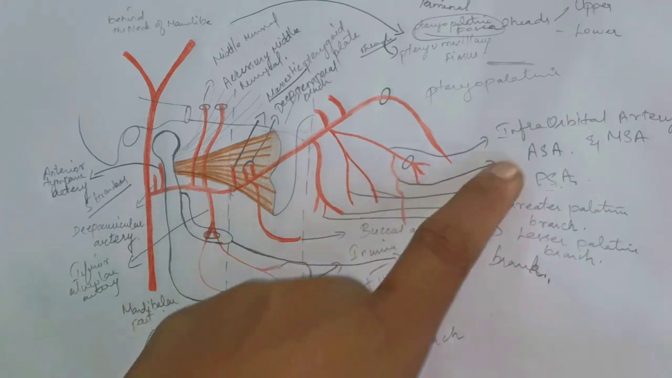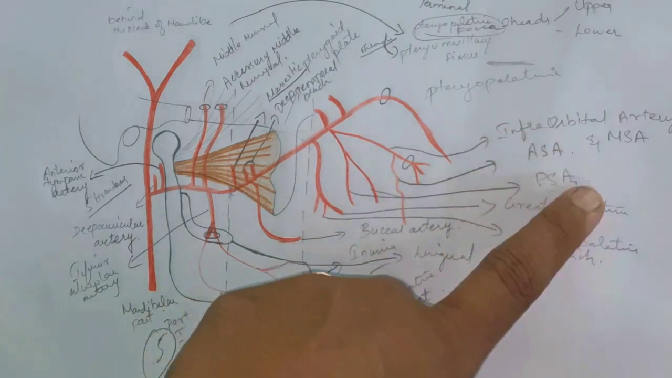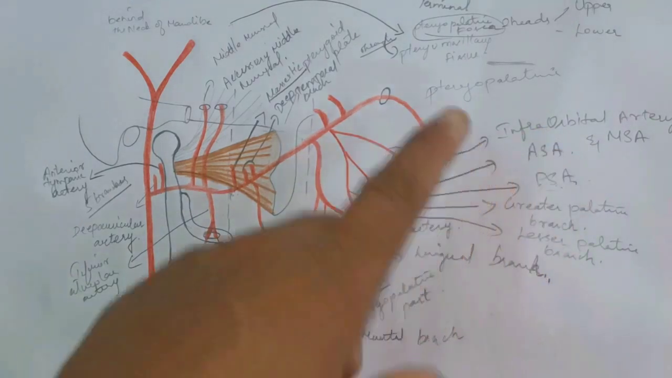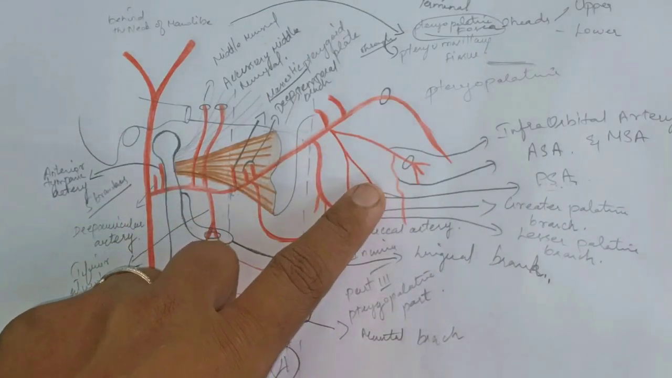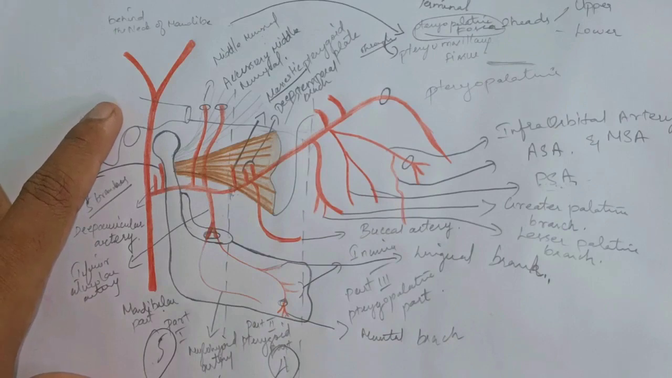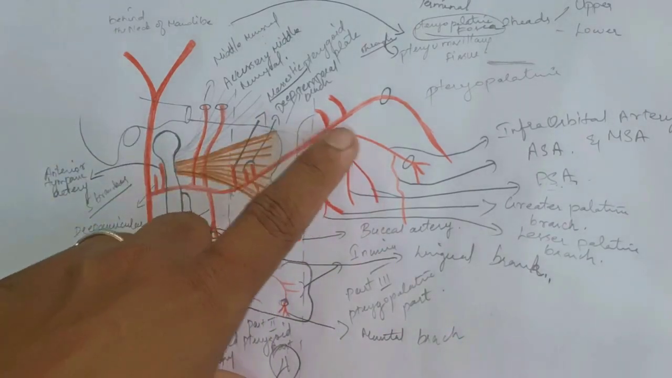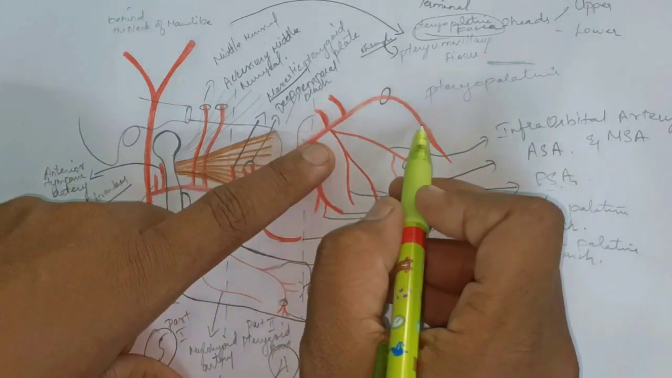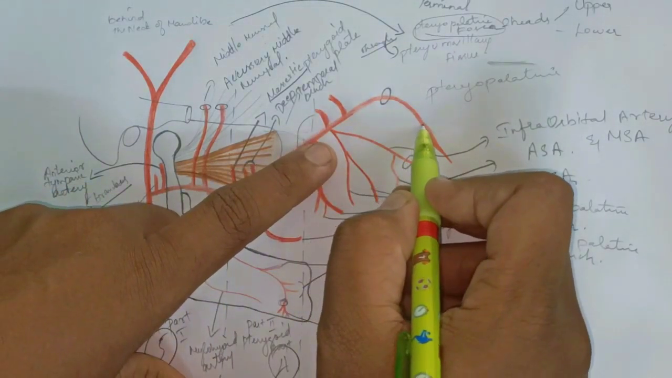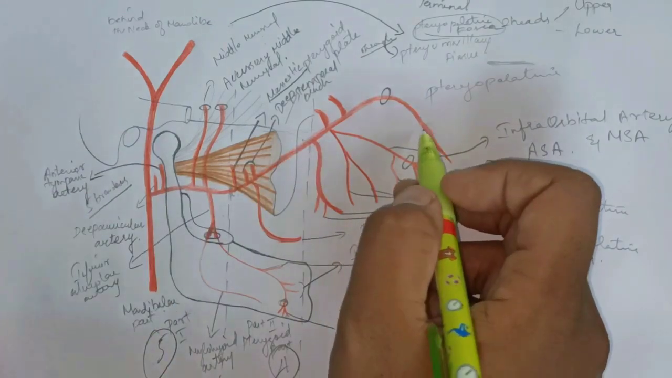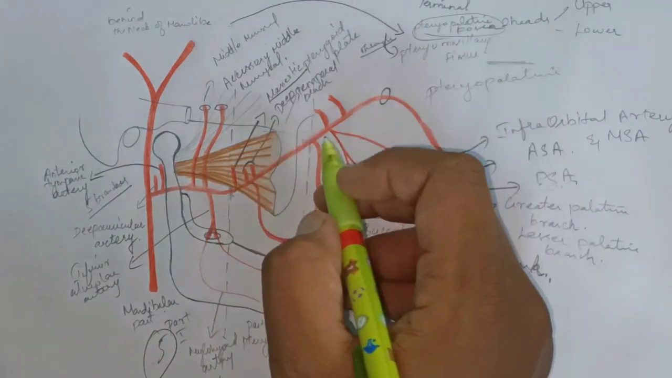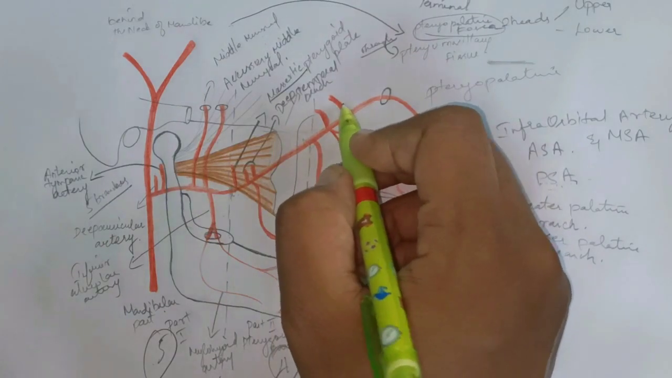See, now this is your anterior superior alveolar artery. The above written is your infraorbital foramen. From there its infraorbital artery is coming. It gives two branches, that is ASA and MSA, anterior superior alveolar artery and middle superior alveolar artery. And the other branch, this is your sphenopalatine branch. That is one of the biggest and important branches too. First of all, we'll finish the terminal branches.